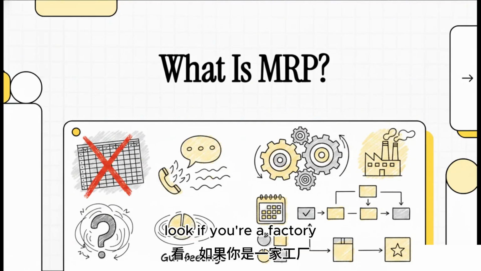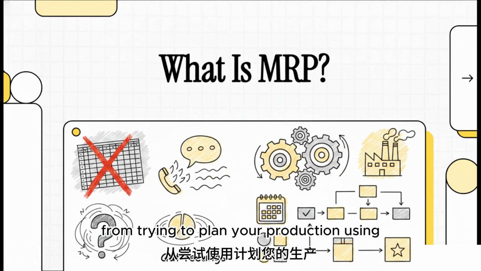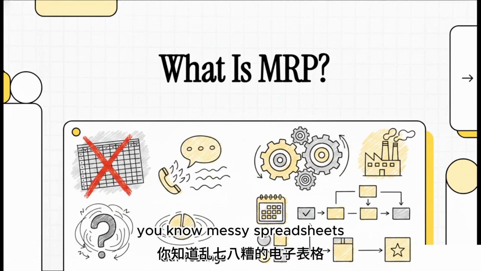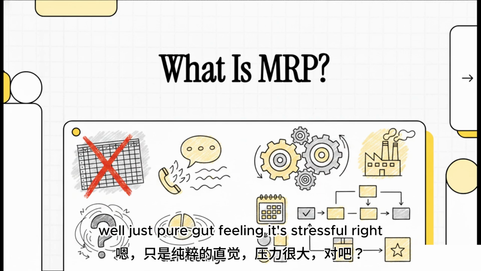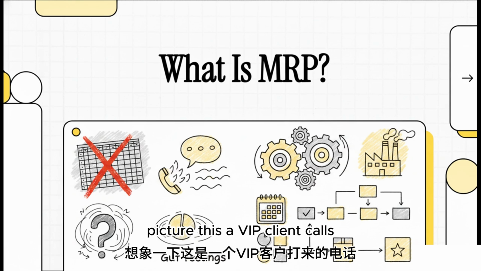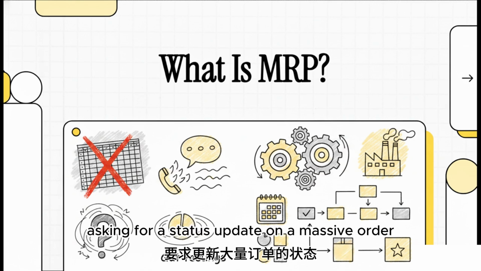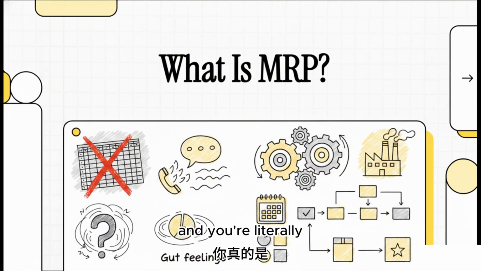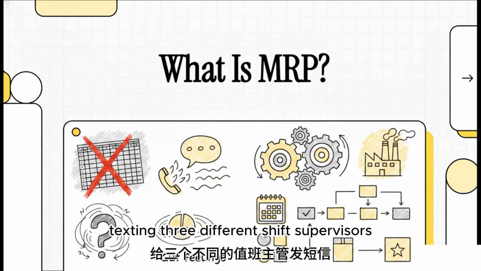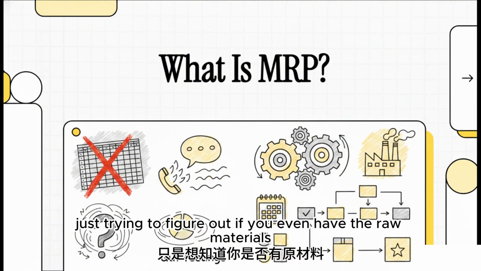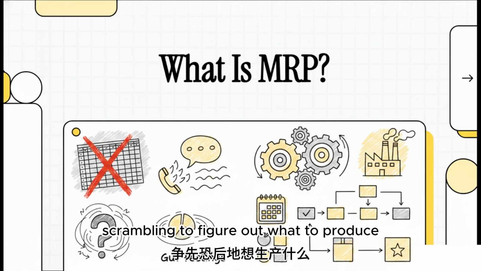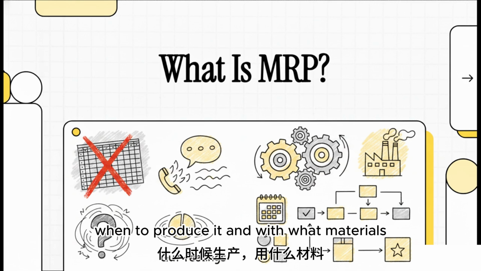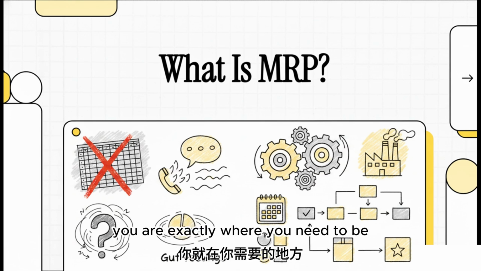Look, if you're a factory owner, I know you're probably exhausted from trying to plan your production using messy spreadsheets, random WhatsApp messages to your team, and, well, just pure gut feeling. It's stressful, right? Picture this: a VIP client calls asking for a status update on a massive order, and you're literally texting 3 different shift supervisors just trying to figure out if you even have the raw materials to start building the thing. If you're constantly scrambling to figure out what to produce, when to produce it, and with what materials, you are exactly where you need to be.